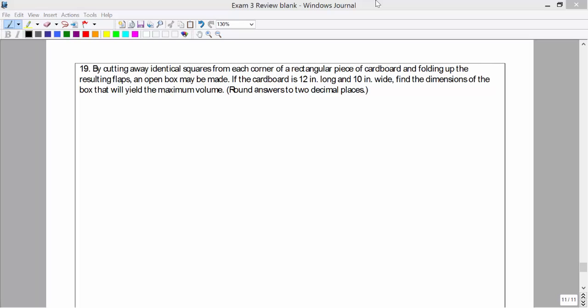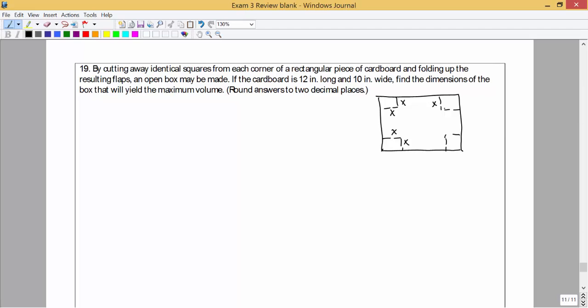Okay, for number 19, we are looking at a rectangular piece of cardboard, and we want to cut square pieces out of that cardboard. We're going to cut square pieces out of the corners, so we're going to call each one of these x. And of course that's x for each part of the square.